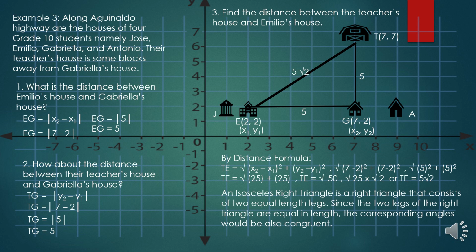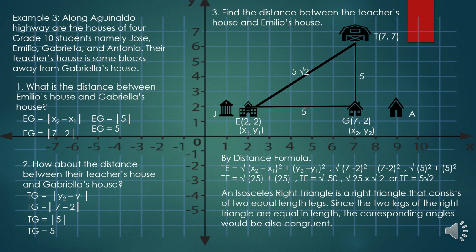Investigate our right triangle. What can you say about our right triangle? As you see, we have the same distance from Emilio's house to Gabriela's house, or the adjacent side of the right triangle, and the distance from Gabriela's house to the teacher's house, and that is the opposite side of the right triangle. It is also 5. So what kind of triangle do we have in our figure? It is an isosceles right triangle.